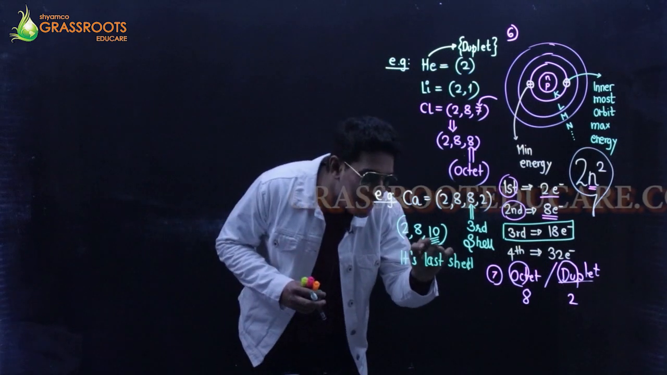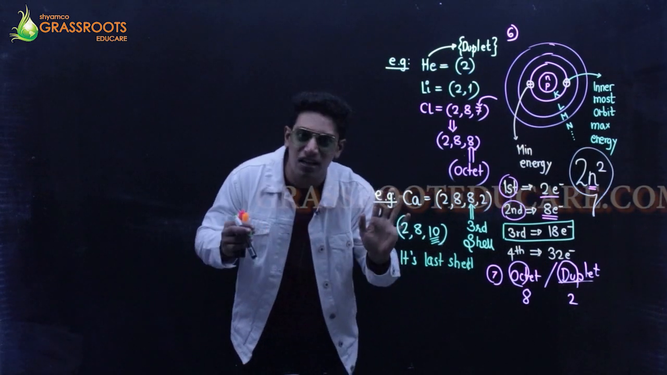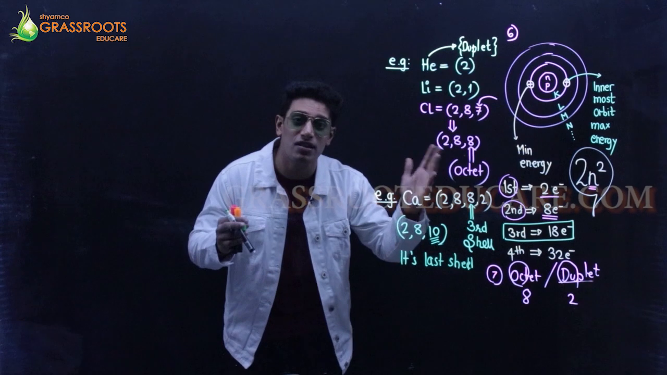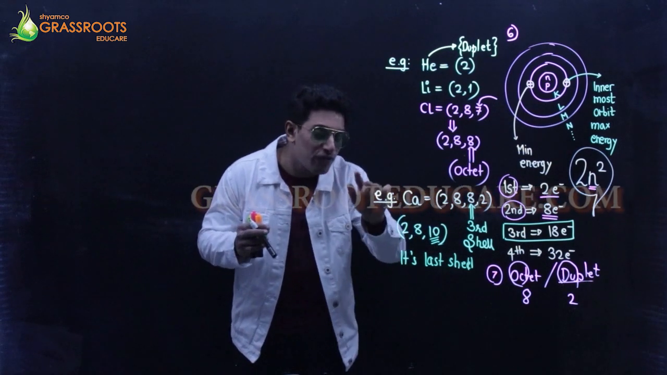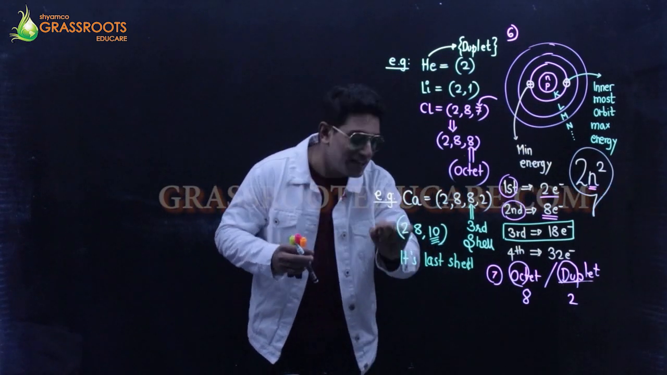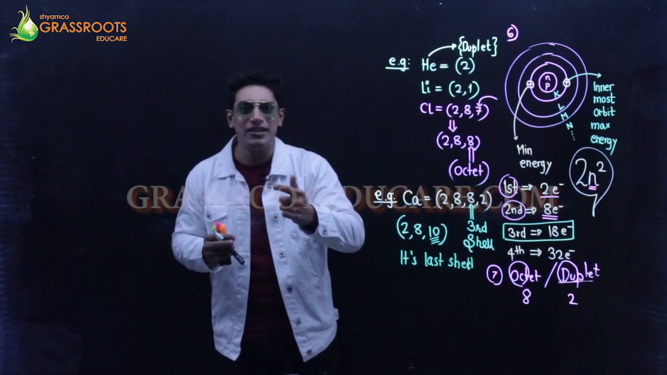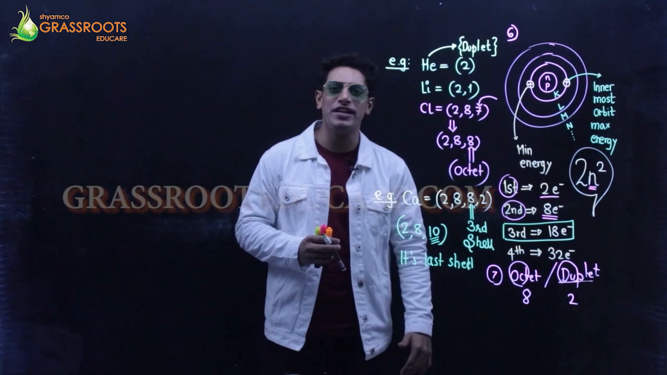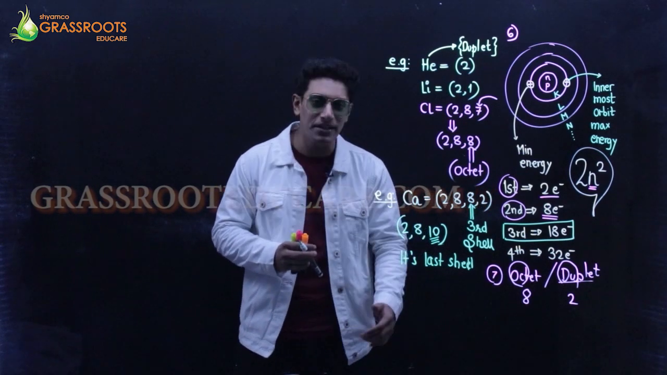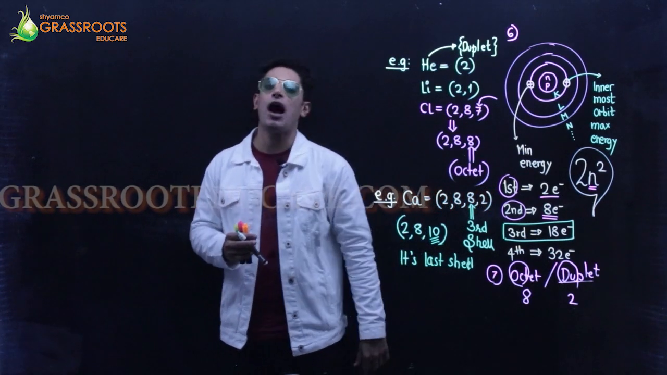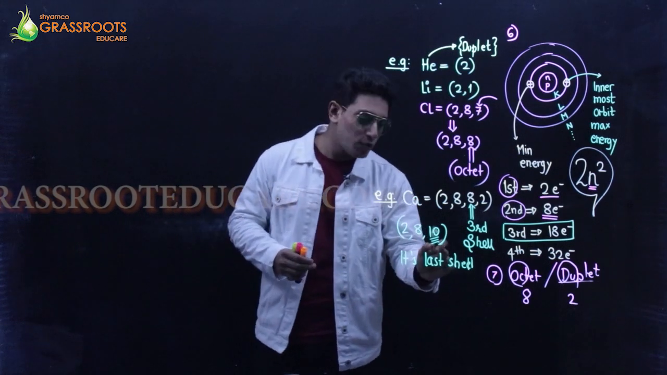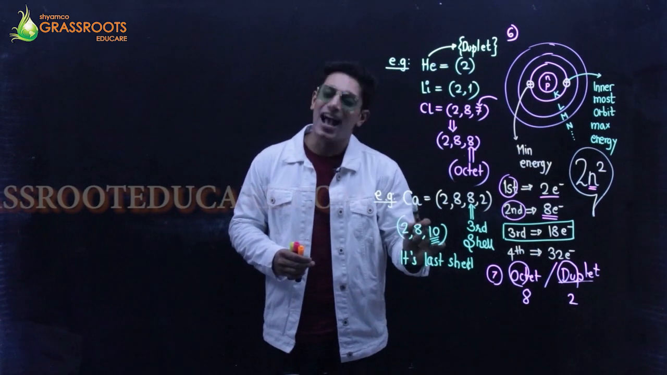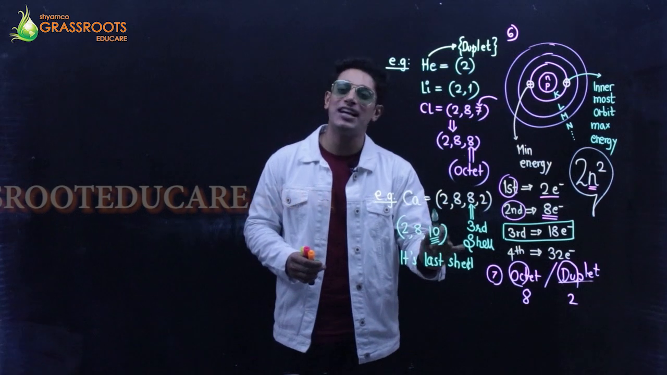So the capacity of this shell can be anything. It can be 32, 64. But if it is the last shell in that orbit, no matter whatever the capacity is, irrespective of the holding capacity, the holding limit, it will have only 8 electrons in the outermost shell. So there you can't have a 10. The 10 has to be broken down into 8 and 2.